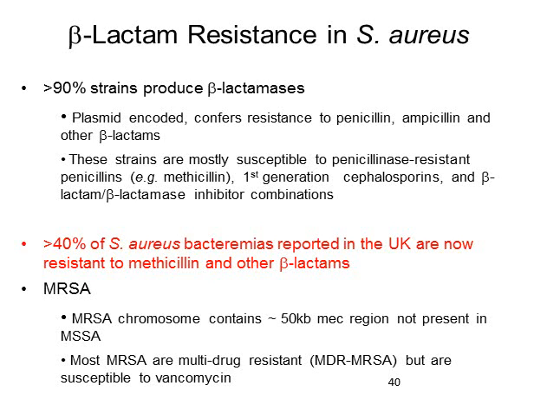However, in the UK, over 40% of Staph aureus bacteremias that were reported in the UK are now resistant to methicillin, as well as the other beta-lactams. And this gives us MRSA, or methicillin-resistant Staph aureus. The MRSA chromosome contains a 50 kilobase region called the MEC region, which isn't present in methicillin-susceptible Staph aureus.